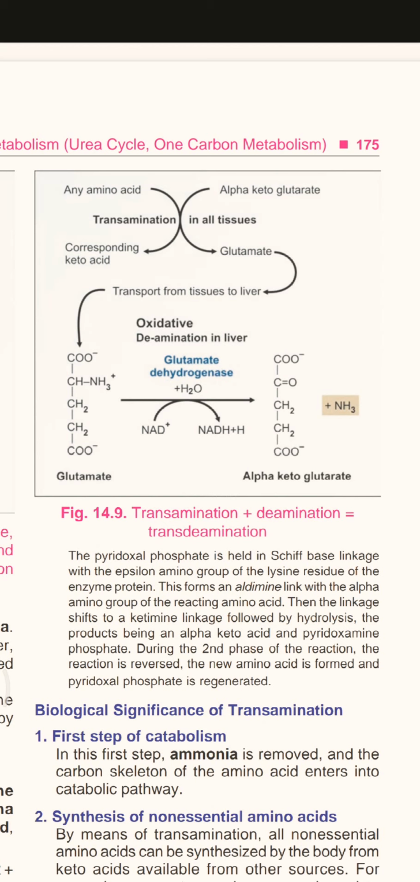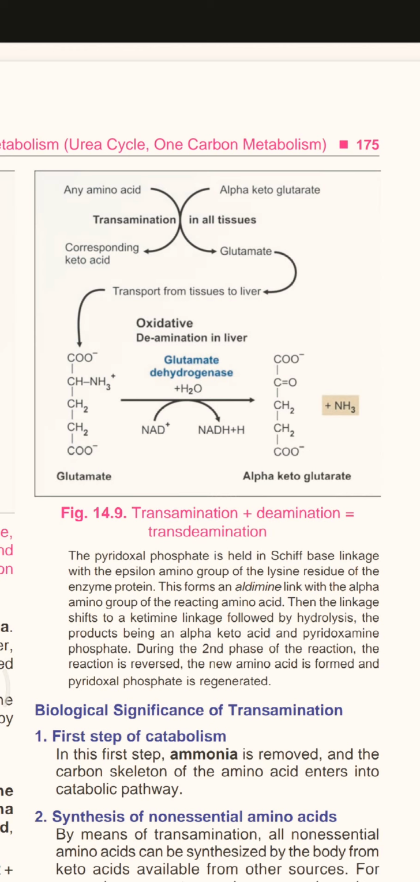This is because the enzyme involved in this reaction is glutamate dehydrogenase, and it is only found in liver. So this reaction takes place in liver, and it needs NAD plus as coenzyme, which is activated by ADP and inhibited by GTP. It is an allosteric enzyme. This needs to be remembered. And amino acids are deaminated at the rate of about 50 to 70 grams per day.